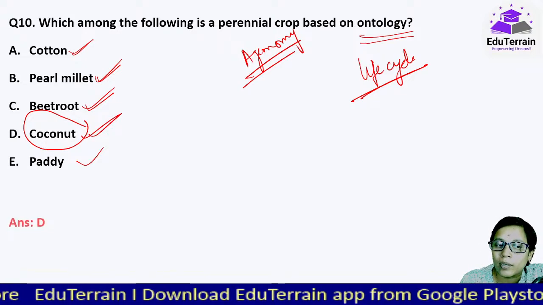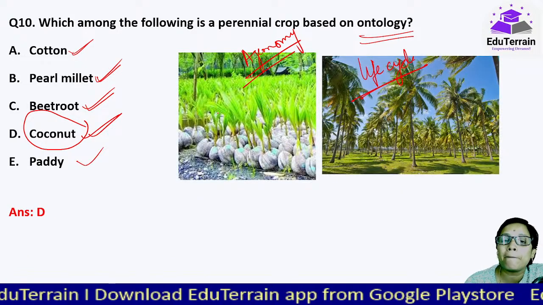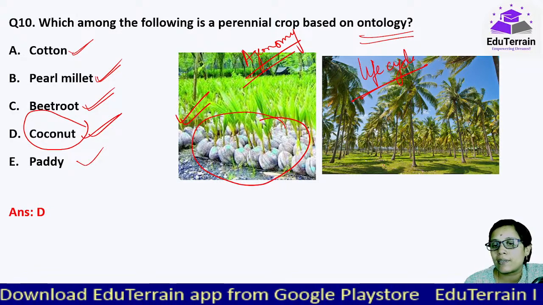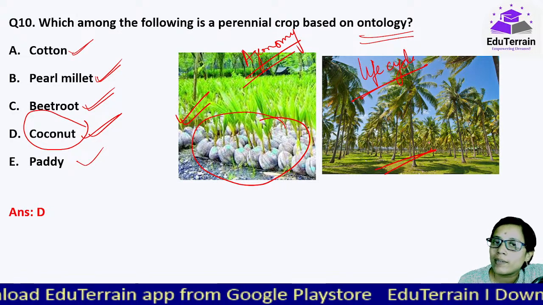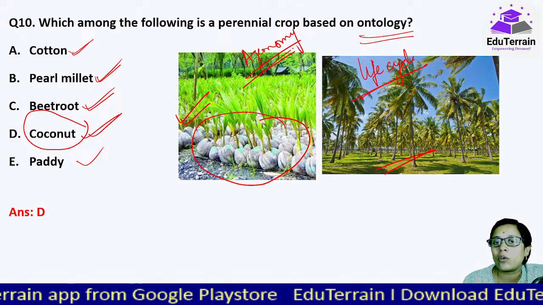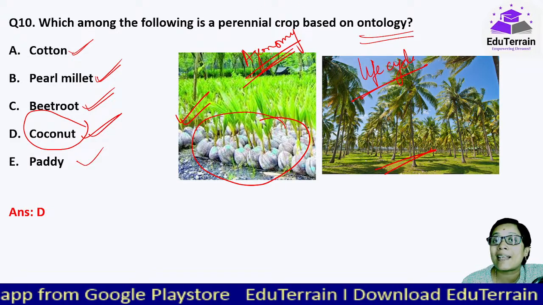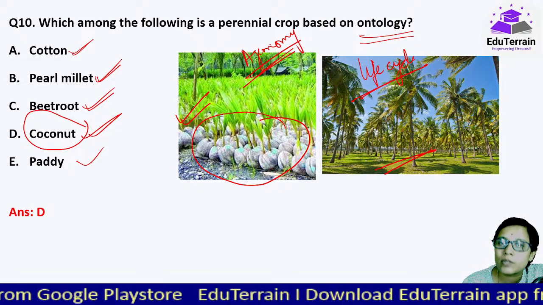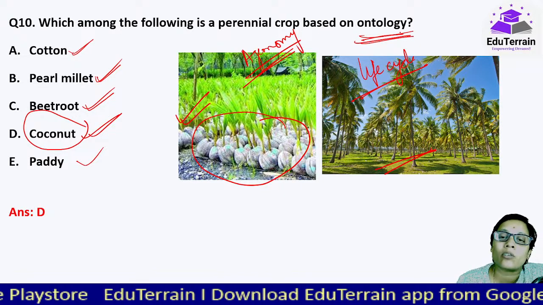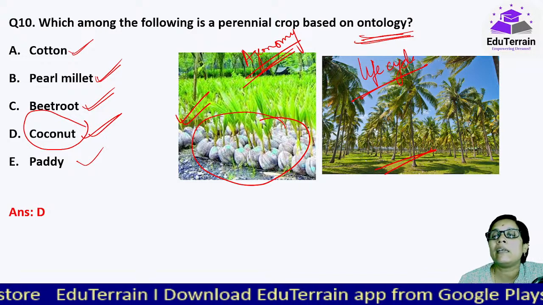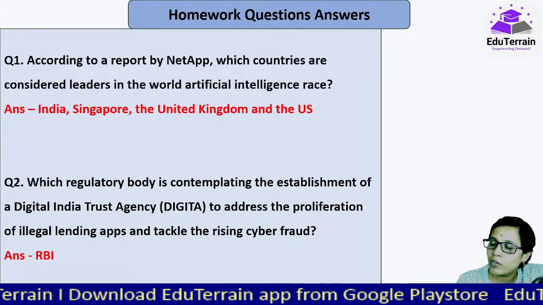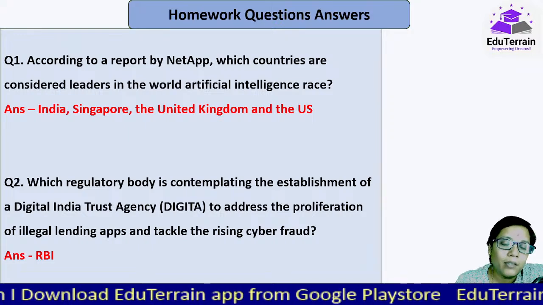So it is coconut that we are talking about, and it can be propagated only through seedlings, and this is a coconut plantation that you can see. So this again is from, as I said, the agronomy part. Agronomy में जो classification of field crops है, उसमें you will come across the ontology. It is classification of field crops based on their life cycle or ontology. So this was all from my end for today's class.